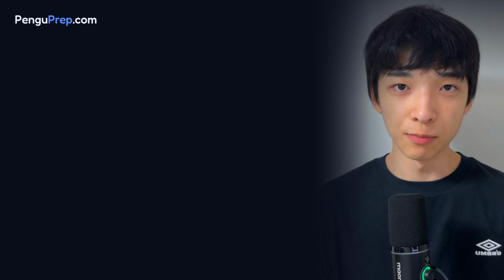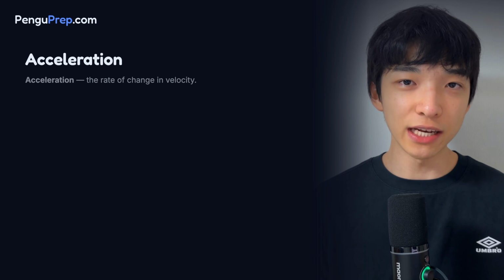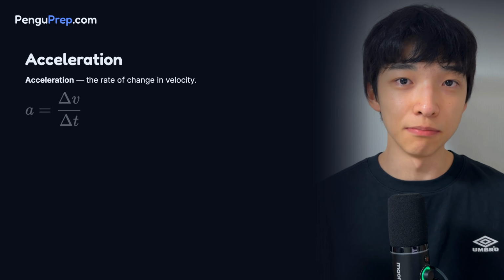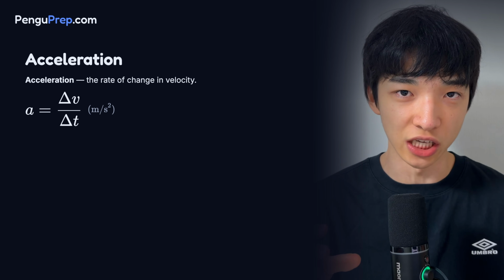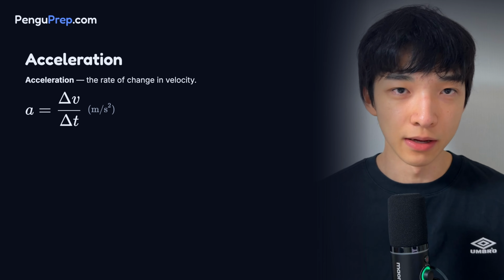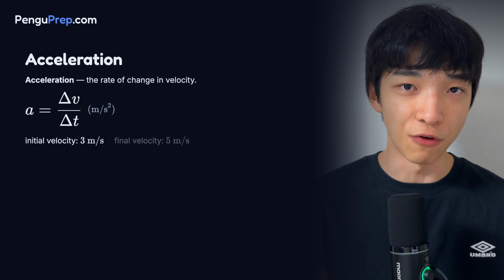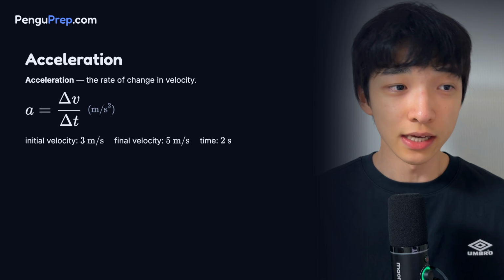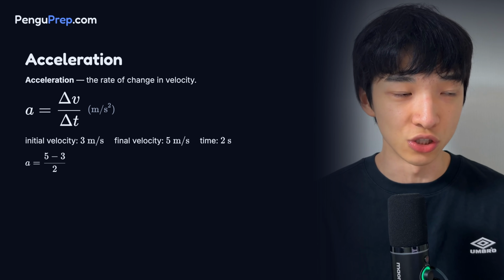There's one more concept to learn before you solve problems yourself. Acceleration. Acceleration is the rate of change in velocity. It is measured in meters per second squared, and it essentially measures how much your velocity changes over an amount of time. So, for example, if an object's velocity increases from 3 meters per second to 5 meters per second in 2 seconds, then the object's acceleration during this time is 5 minus 3 divided by 2, which is 1 meters per second squared.